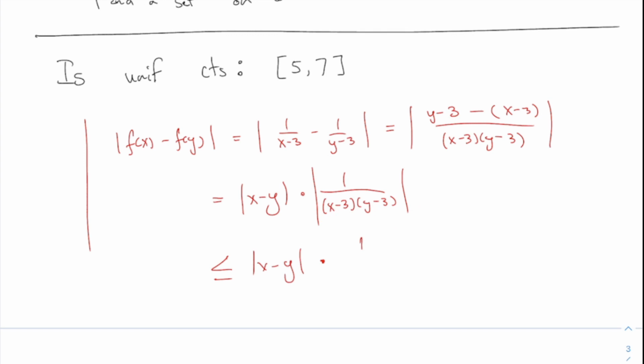So this is going to be 1 over 5 minus 3 times 5 minus 3, like that. Those are 2's each, I guess. So this is less than or equal to, well, at this point, it's equal to x minus y times 1/4. All right. If you chose a different domain, you would get a different bound.